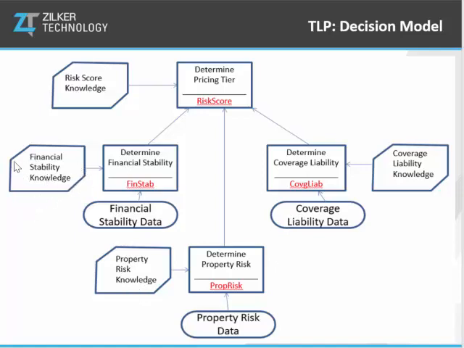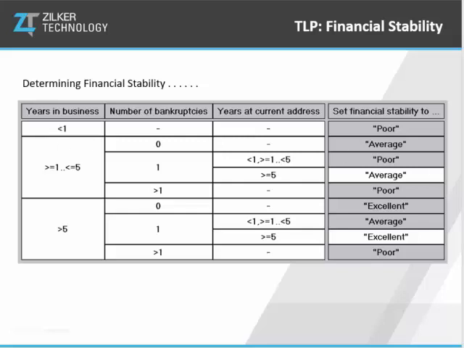So let's take a look at first the financial stability knowledge and see what we can view there. When we talk about financial stability, we're really talking about certain pieces of applicant information that influence how financially stable that particular applicant is. In this case, we can see that there are three attributes that influence financial stability: the number of years in business, number of bankruptcies, and the years at current address, all of which are knowledge which influence whether an applicant's financial stability is poor, average, or excellent.